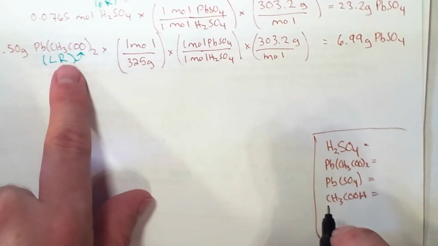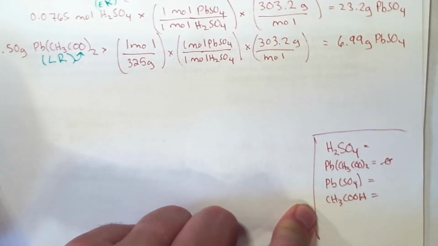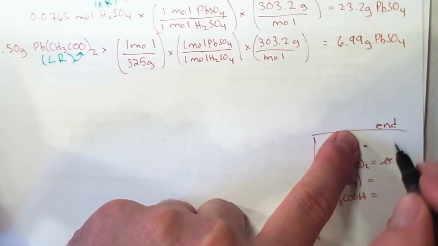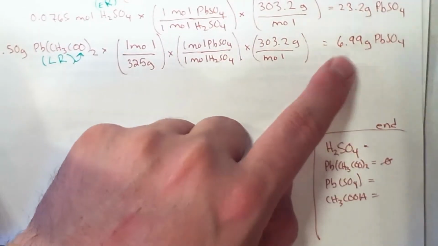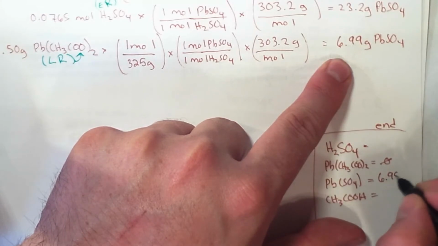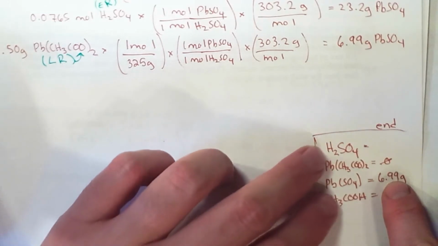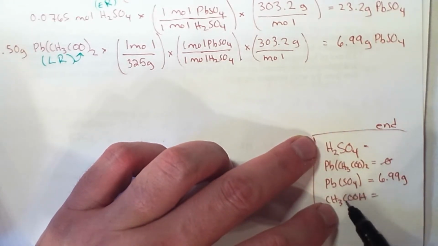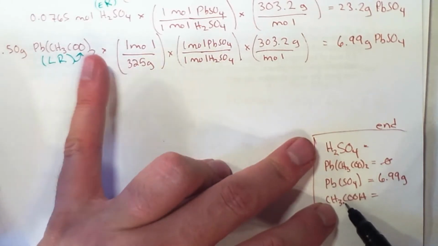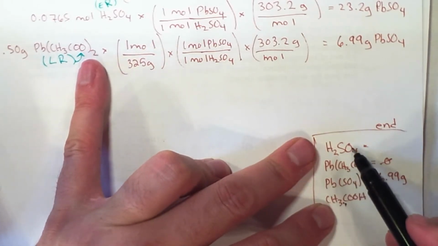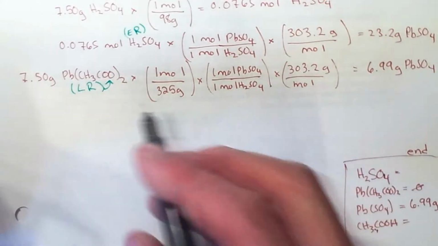So lead acetate is a limiting reactant, so by its definition, we will have none of that at the end. And this is all for at the end of the reaction. Because this is the limiting reactant, we did a calculation. We know we're going to have 6.99 grams of lead sulfate. The two things we have to do now is we have to figure out how many grams of acetic acid do we have. So we're basically just going to do a calculation like this again. And then how much is left over from our excess reactant. So let's just do acetic acid first.